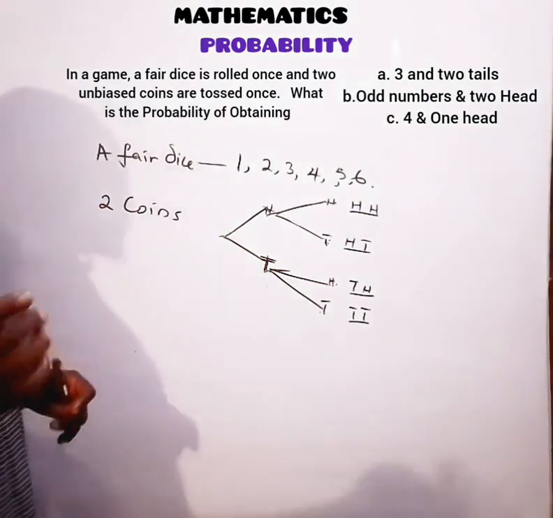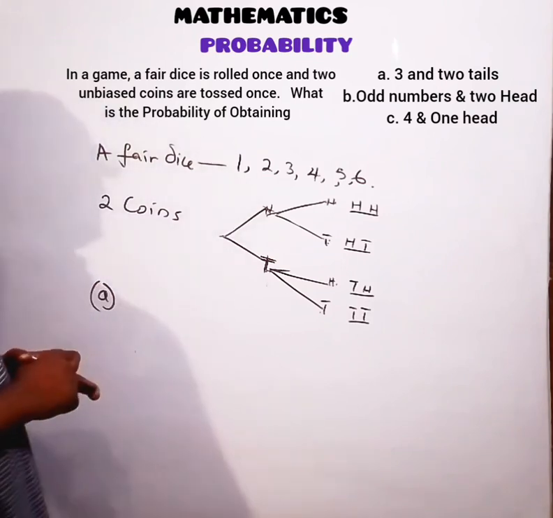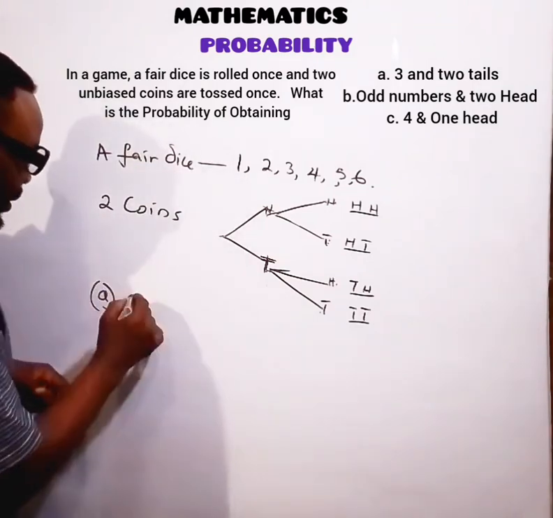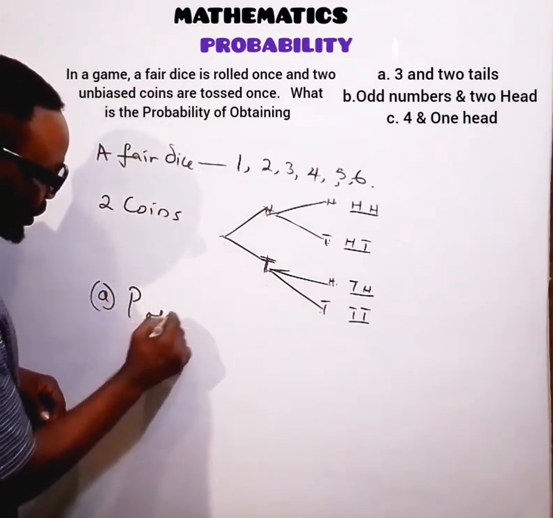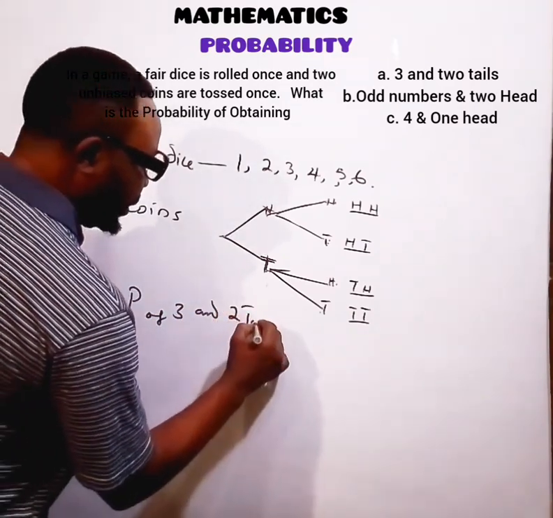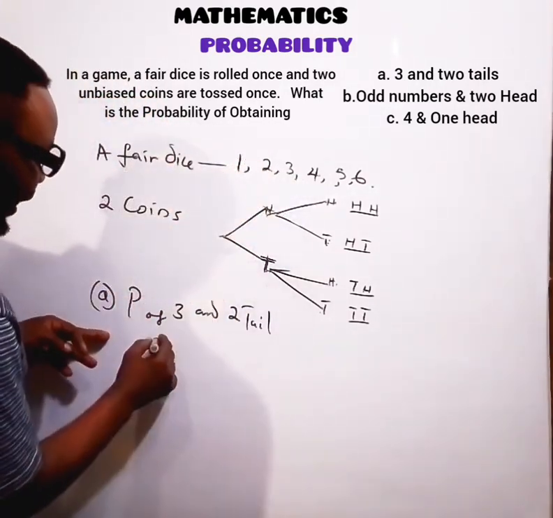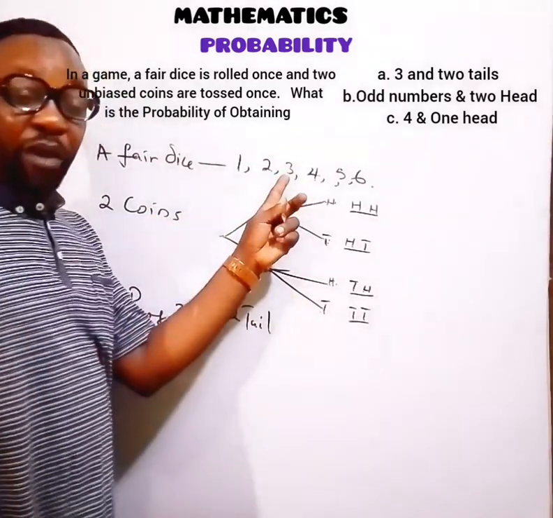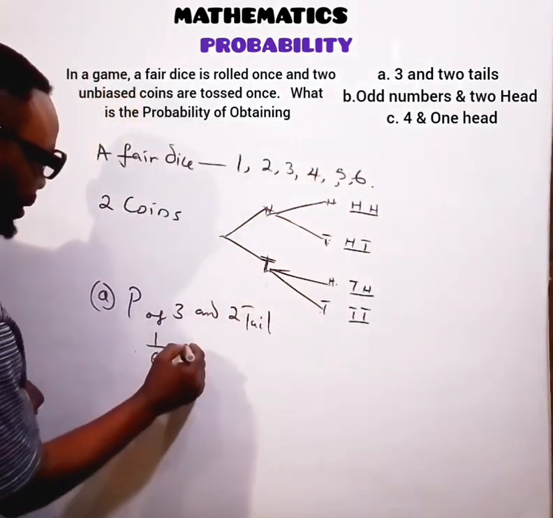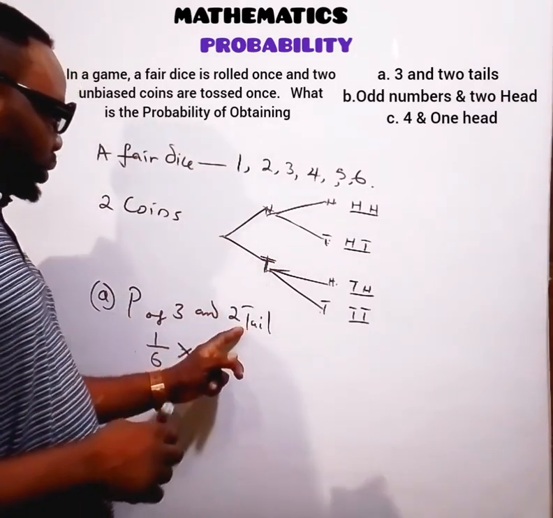Now, to the question. The first question, A part, says: probability of obtaining 3 and 2 tails. What is the probability of obtaining a 3? Probability of 3 and what? 2 tails. Now look at 3 here. From the die, probability of 3 is 1 over, there's only 1 three that we have there, just 1. How many outcomes do you have there? 6. And multiplication and 2 tails.